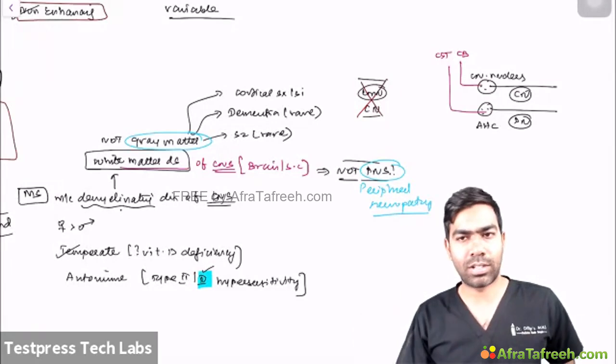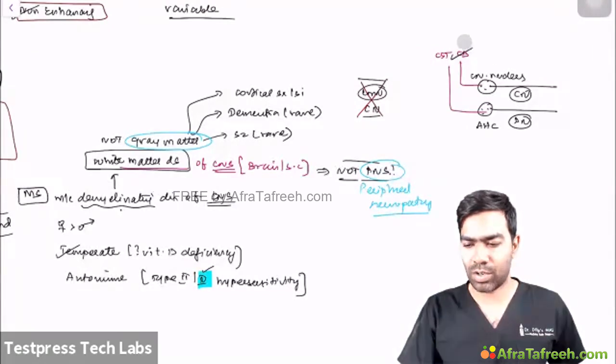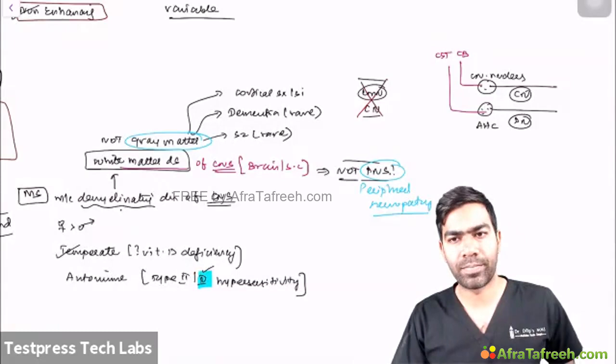But MS never causes LMN cranial palsy. But it can affect the UMN. I'm not telling no, UMN can be affected to a large extent, but it's not going to affect the LMN for sure. At any cost, it's not going to affect the LMN. Okay.